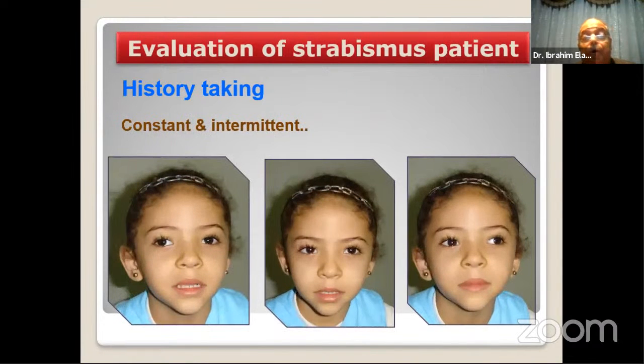Is it constant or intermittent? What is the difference between constant strabismus and intermittent strabismus? Intermittence means there is some sort of binocularity. Sometimes the patient is orthotropic like that, sometimes exotropic. So intermittent strabismus means there is some binocularity and a fusional potential, and this makes the prognosis much better than constant strabismus.